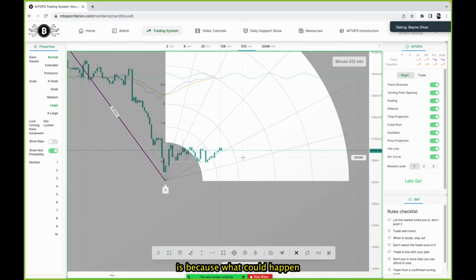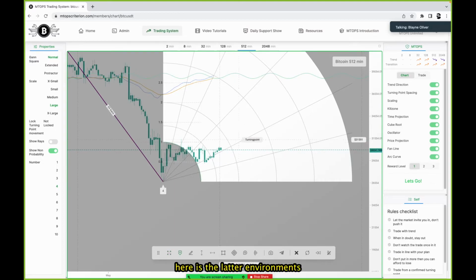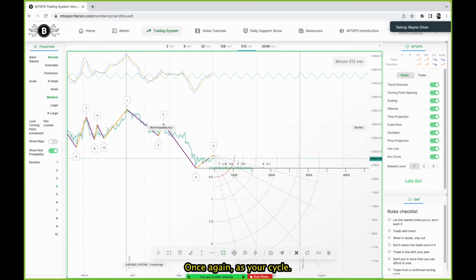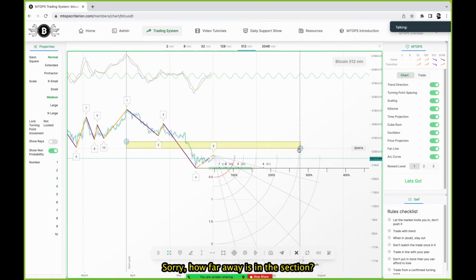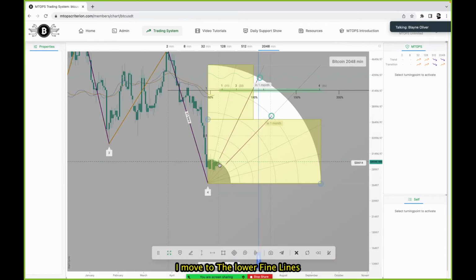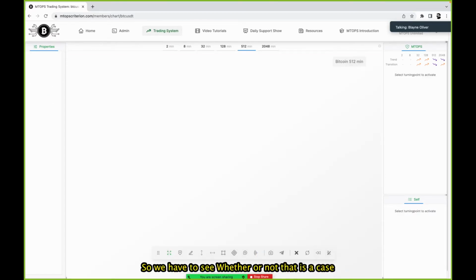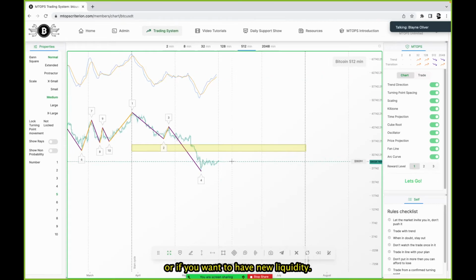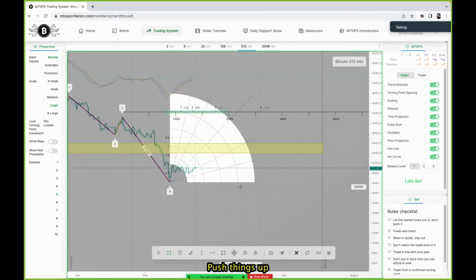Why I say it's interesting is because what could happen here is the latter environment where it comes in early, because we're at the midway point over there. Once again, here's your cycle. So halfway is in this section. So 5 typically likes to form there. If we have a switch down, then the 2048 is going to see a move to the lower fan lines, which means it's more of a, not to sound negative, but more of a doomsday environment, which I think lends towards the globalist agenda. So we'll have to see whether or not that is the case, or if we're going to have the new liquidity push things upwards.